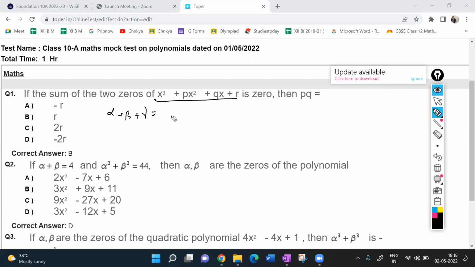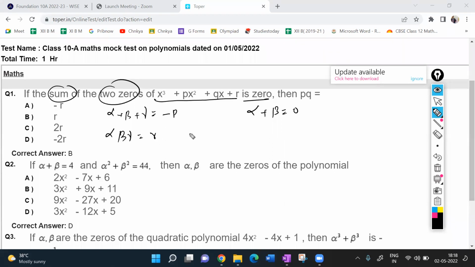Sum of the two zeros is equal to 0. Sum of the two zeros is nothing but alpha plus beta is equal to 0. Correct? So now product of the roots is what? Alpha beta gamma. So sum of the roots is what? Minus b by a, which is nothing but minus p. And product of the roots is what? c by a, that is, r by a.